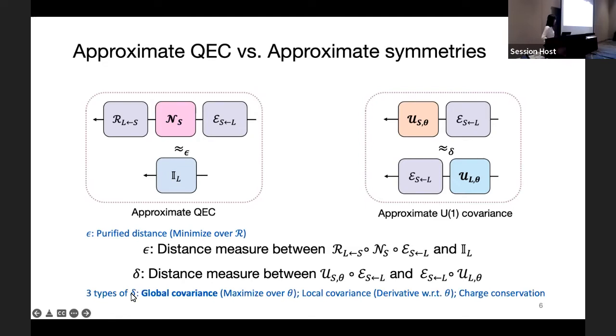And there are actually three ways to define delta. The first one is called global covariance violation. It basically means that we are going to maximize this distance over all possible theta, that is, over the entire group. There could also be local covariance violation, which is defined using the derivative of this distance. Or there could be charge conservation, defined using the difference between the charge operators before and after the encoding. We are only going to focus on the first definition in our talk, and the discussion of the other two definitions will be included in our paper.